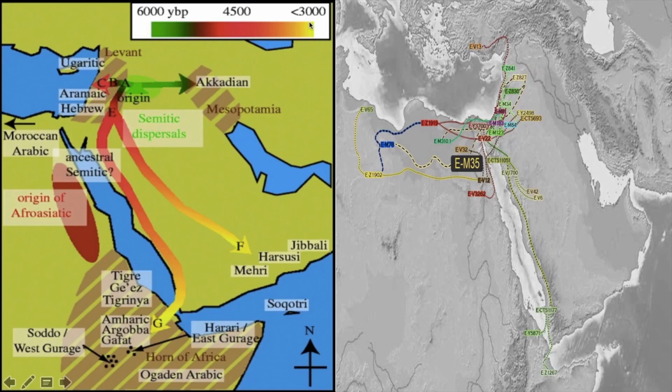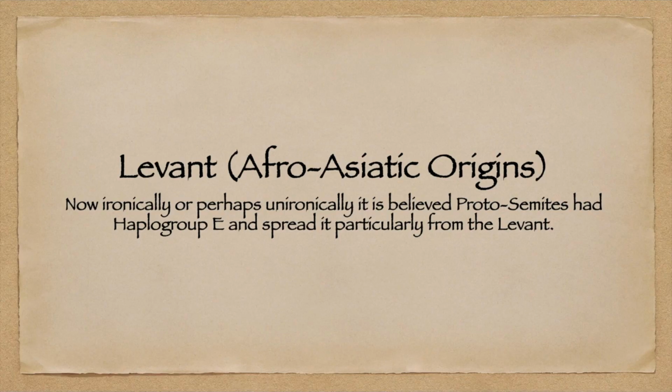So here it is put together. We have right here the origin of the Semitic languages, some remaining in the Levant, some going into Mesopotamia, some going into North Africa with Moroccan Arabic, and then some going into Arabia, and then some going into the Horn of Africa. Same thing with E-M35. You have some going towards Mesopotamia, you have some going into North Africa, some going into Arabia, and then others going into the Horn of Africa. So it fits perfectly. Haplogroup E and Proto-Semitic.